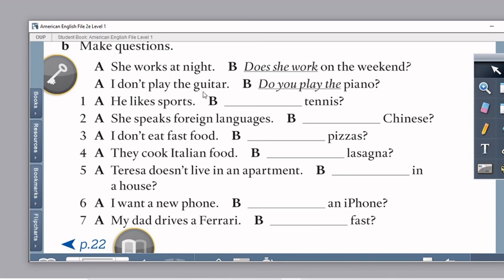A. I don't play the guitar. Do you play the piano? Okay. Go ahead. Stop the video and then check your answers. Let's check.